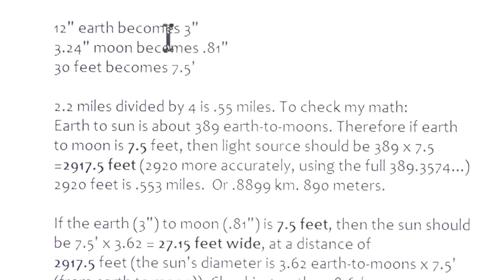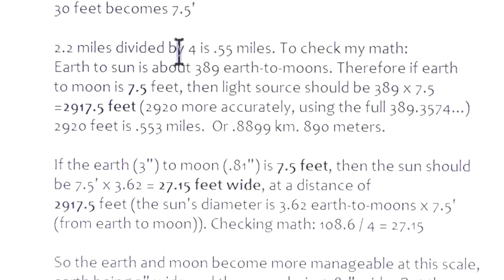The 12-inch Earth becomes 3 inches, the 3.24-inch Moon becomes 0.81 inches, and 30 feet between the two becomes 7.5 feet. 2.2 miles divided by 4 is 0.55 miles. So let's check some math here. Earth to the Sun is about 389 Earth to Moons.